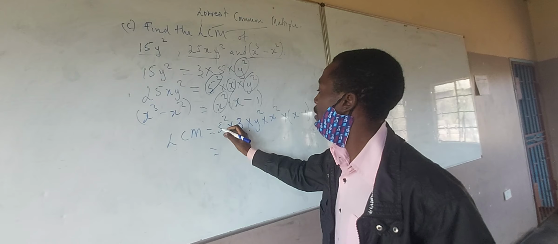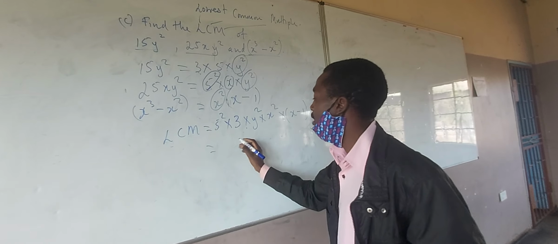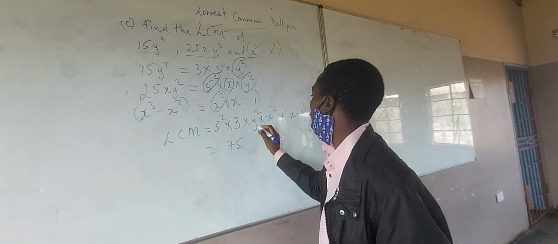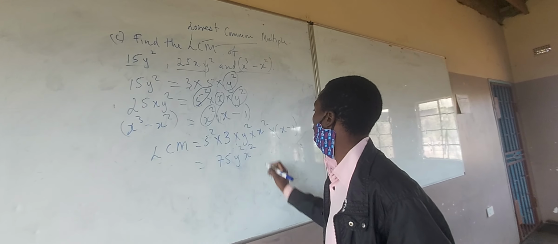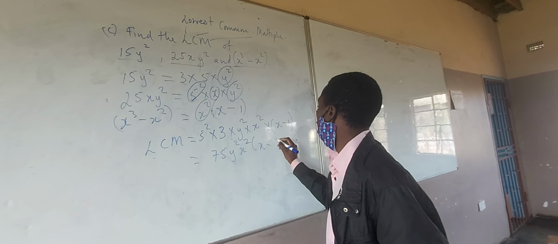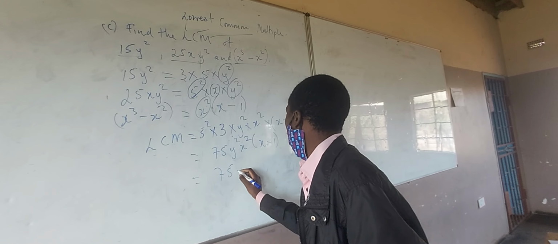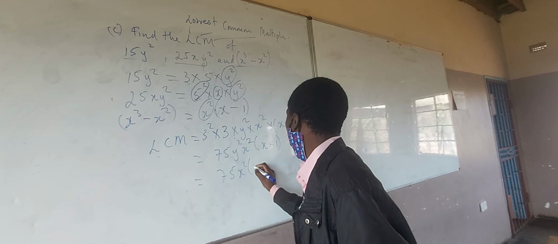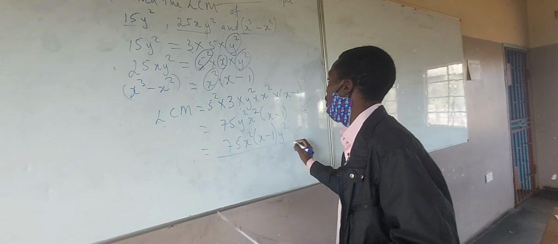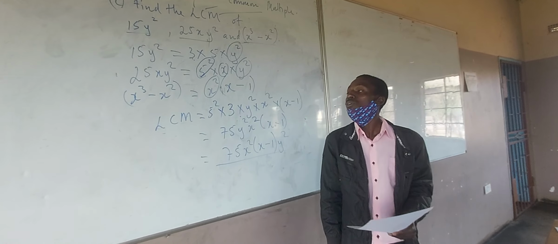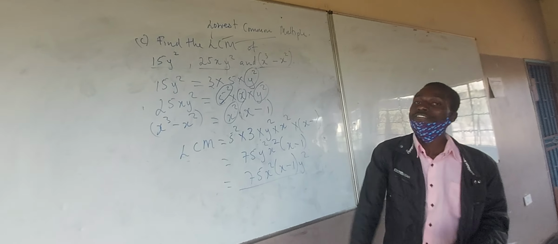Then we simplify. 5 squared is equivalent to 25. 25 multiplied by 3, we get 75, right? Y squared, then we place it as it is. X squared, then x minus 1. So finally we get 75 x squared, x minus 1, y squared. So this is our lowest common multiple of the 3 elements which were given.